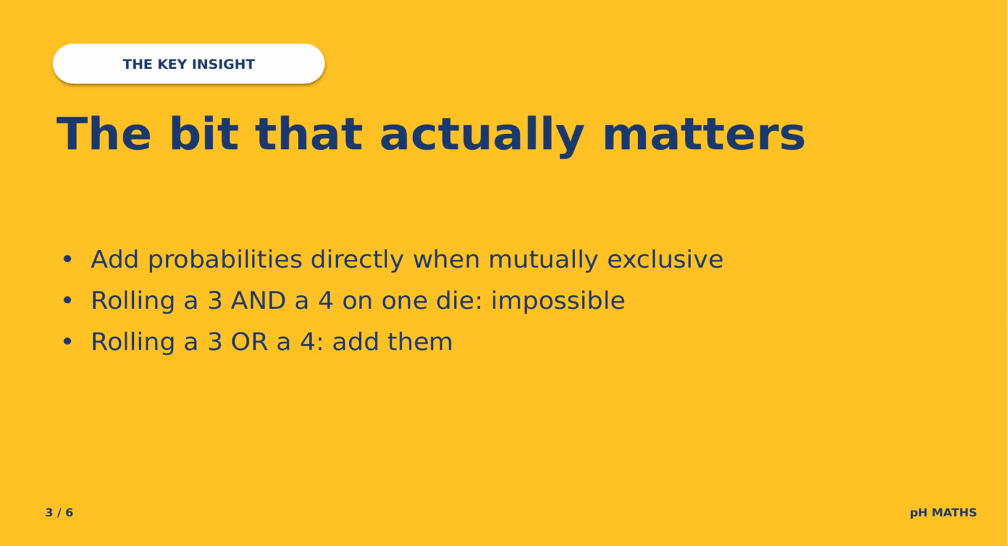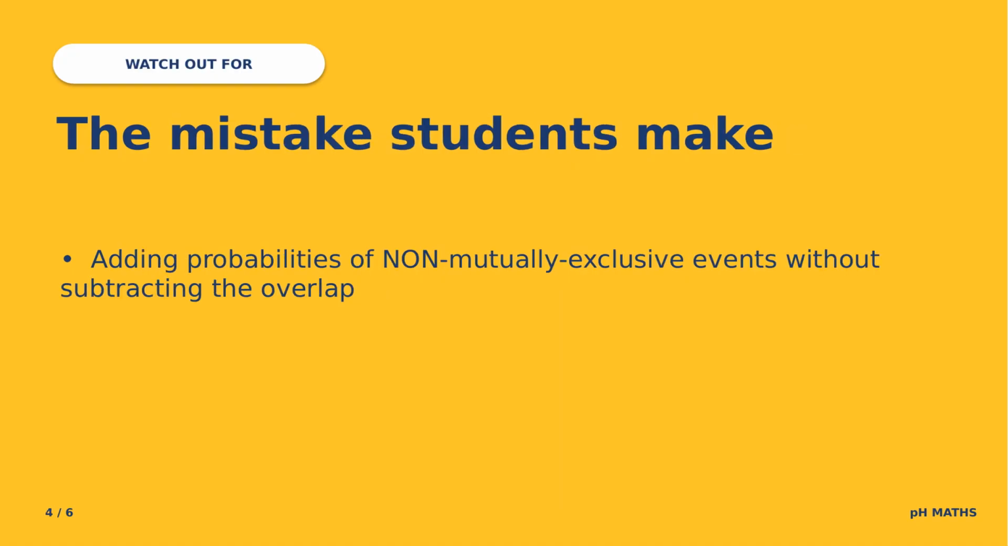Key insight: add probabilities directly when events are mutually exclusive. Roll one die, probability of 3 or 4. That's 1 over 6 plus 1 over 6 equals 2 over 6 equals 1/3. Simple addition. The events can't overlap, so nothing's double counted.